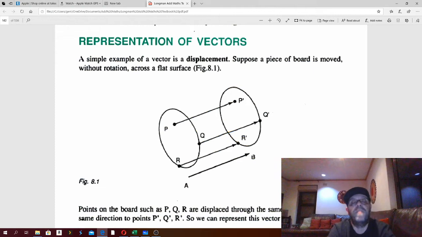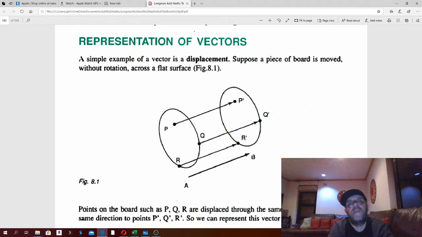You can see the A to B vector on the diagram, but you can also see a vector that goes from R to R prime, from Q to Q prime, and from P to P prime. All of those points are on a little disk or flat disk of board, and both sides are identical, and they match up equivalent points on either side of the board. Notice that A to B, and R to R prime, and Q to Q prime, and P to P prime are all vectors that move in the same direction and also have the same size.